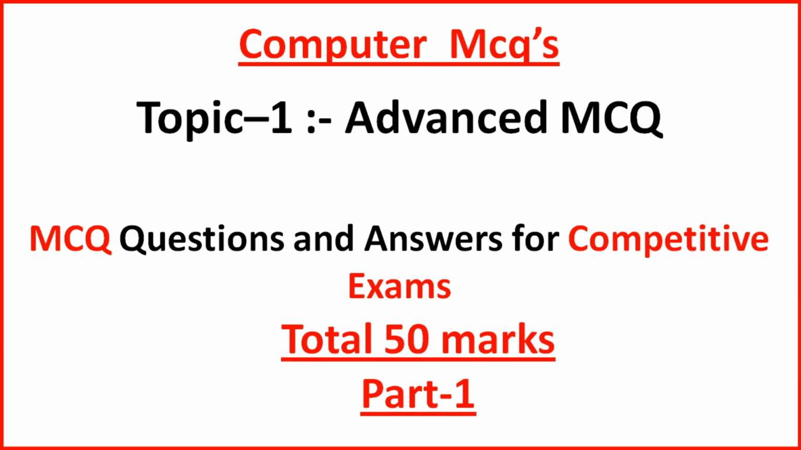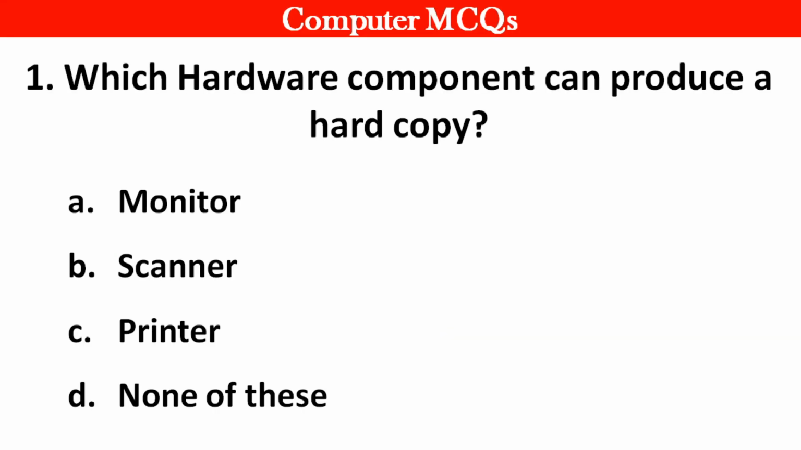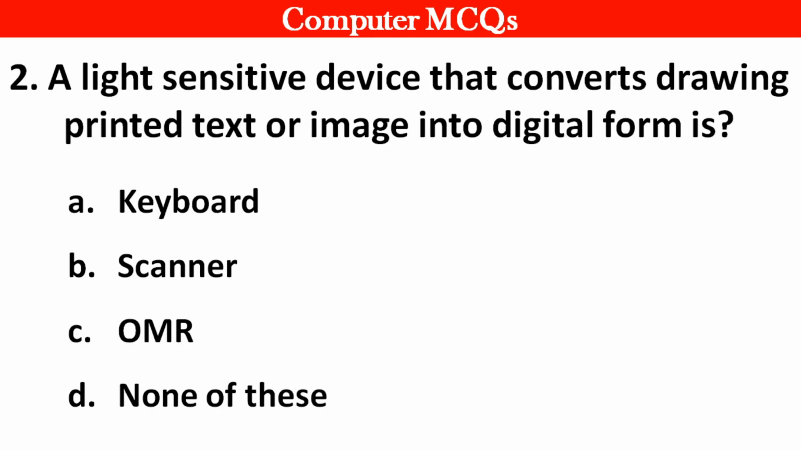Question number 1, which hardware components can produce a hard copy? Options: A, monitors; B, scanner; C, printers; D, none of these. Right answer is option C, printer. Next question, a light sensitive device that converts drawings, printed text or image into digital forms is. Right answer is option B, scanner.